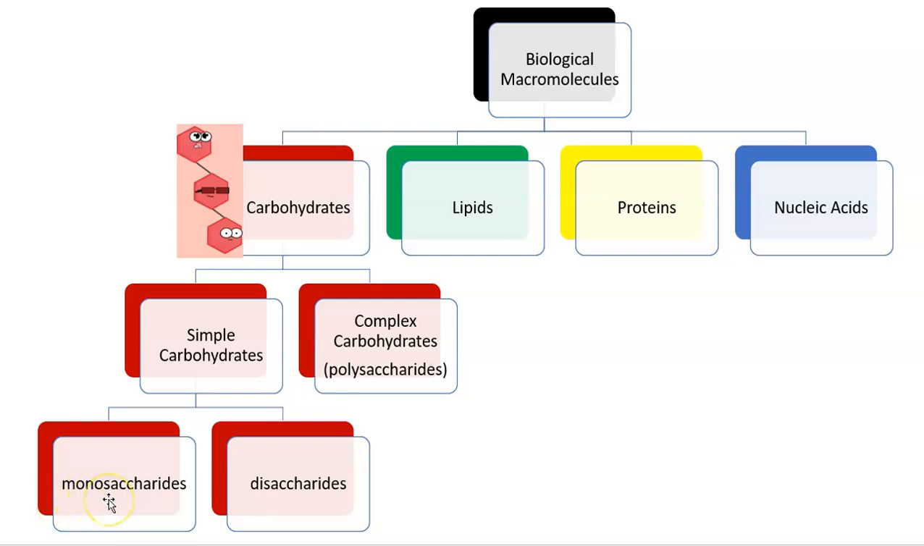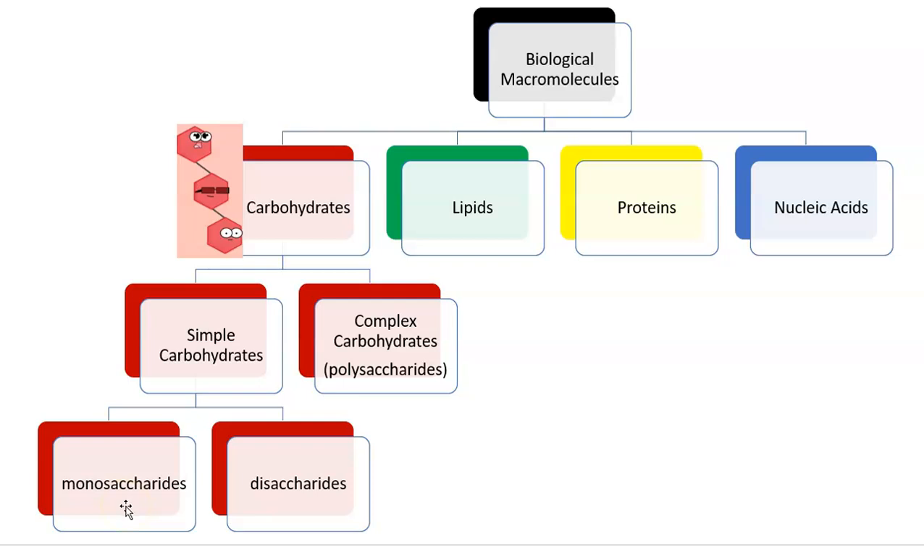So monosaccharides are literally a sugar that is 1 sugar molecule. Di means 2. So a disaccharide is a sugar that is made of 2 sugar molecules. Mono means 1. Di means 2. And the word saccharide actually means sugar.